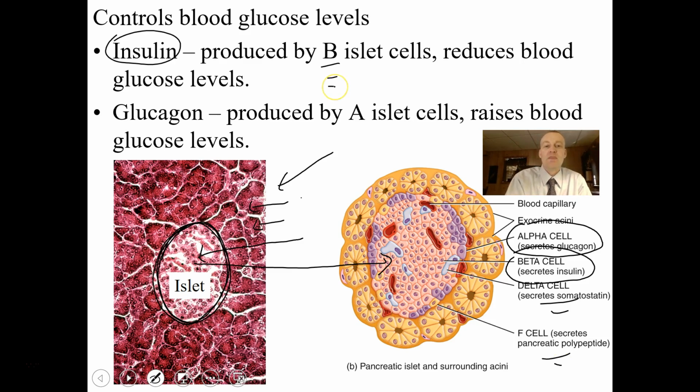So these beta cells are going to produce insulin. They reduce the blood glucose level when that hormone goes into the bloodstream. Glucagon is going to be produced by the alpha cells, and they're going to raise blood glucose levels. So these are antagonistic hormones. One raises blood glucose levels, one lowers blood glucose levels. So they work in conjunction to maintain homeostasis of your glucose levels.